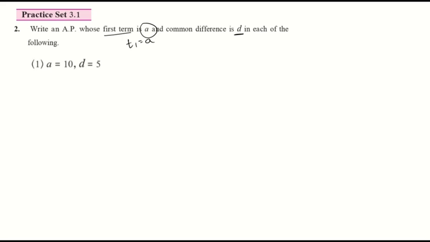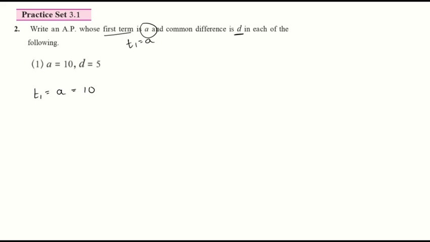Okay, that means T1, the first term, we already have: T1 is equal to A, which is equal to D. That means we have T1 is equal to D. And as you know, for an AP, the difference between the terms is common. Okay, so let us solve this now.